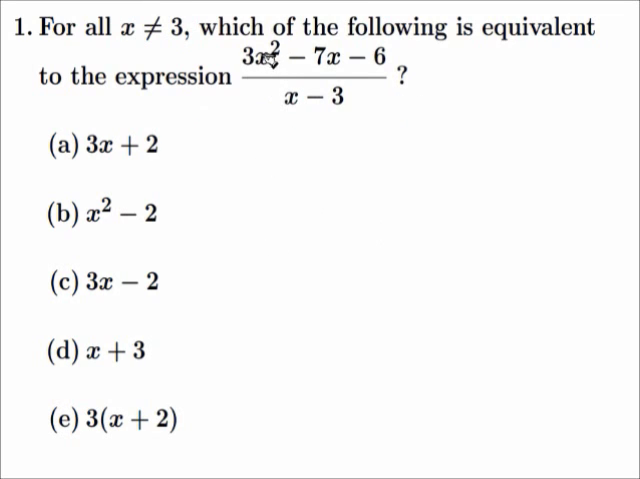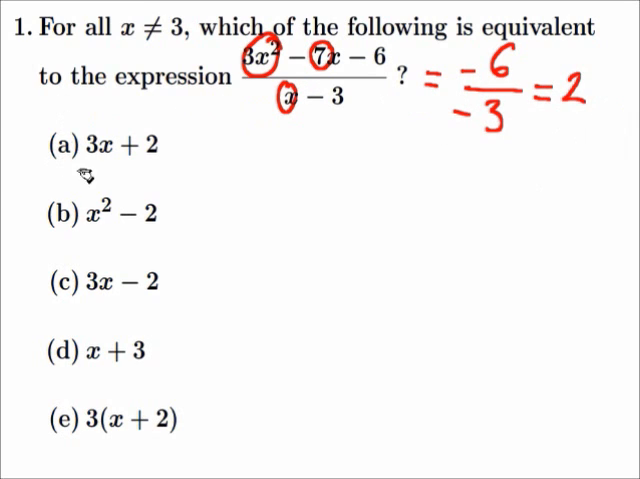So if we plug in 0 for every x, this part goes to 0, this will go to 0, this will be 0, and we'll be left with negative 6 divided by negative 3, which the negatives cancel and we just get 2. Okay, cool.